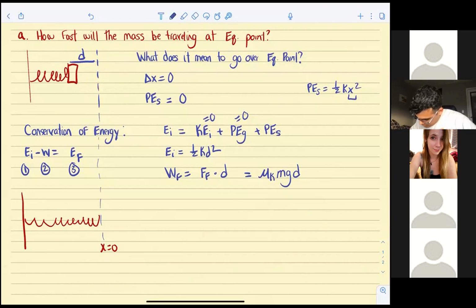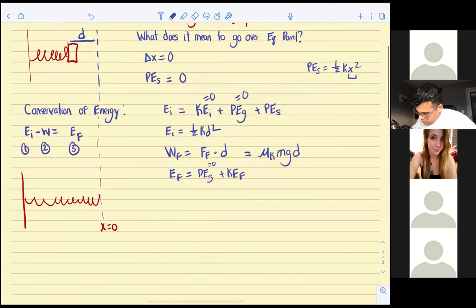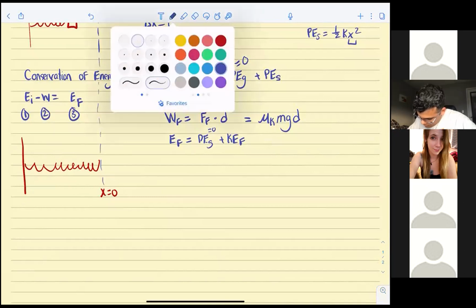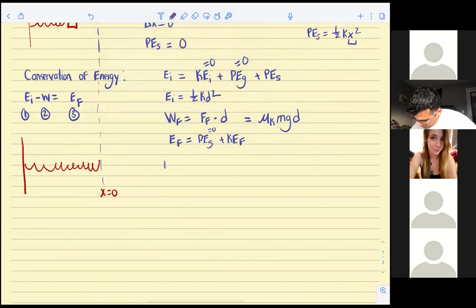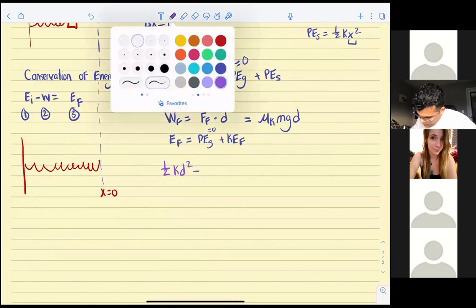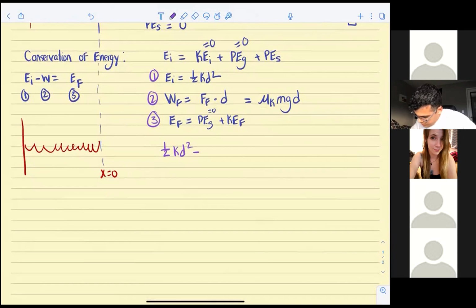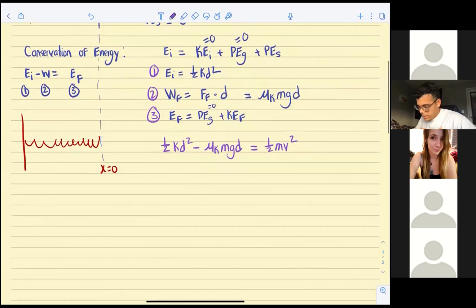And that kinetic energy, so the energy final, potential energy of spring equals 0. Of course, there's no gravitational energy, plus KE final. So I'm going to take 1, 2, and 3 and put it all together. The initial energy is 1/2 kd squared minus the work done by friction. So we defined 1, 2, 3. The work done by friction is minus mu k mg d equals 1/2 mv squared. And typically we would call that v final, but since there's only one velocity term here, it doesn't really matter.